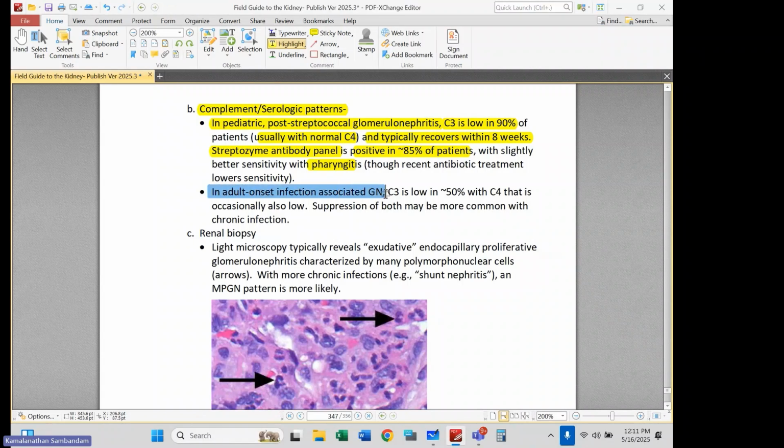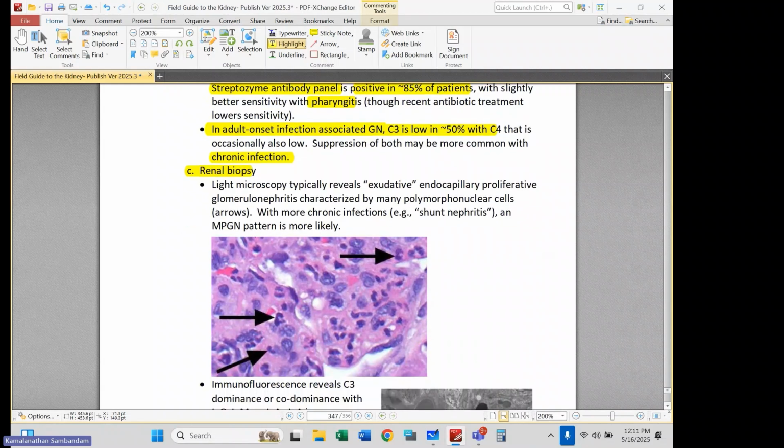For adult onset infection-associated GN, you can see that the depressed complement is less reliable, less consistent. You can have C4 that's depressed more consistently than in the pediatric post-streptococcal GN. And there may be a greater likelihood of developing these depressed complements when the infection is more chronic.